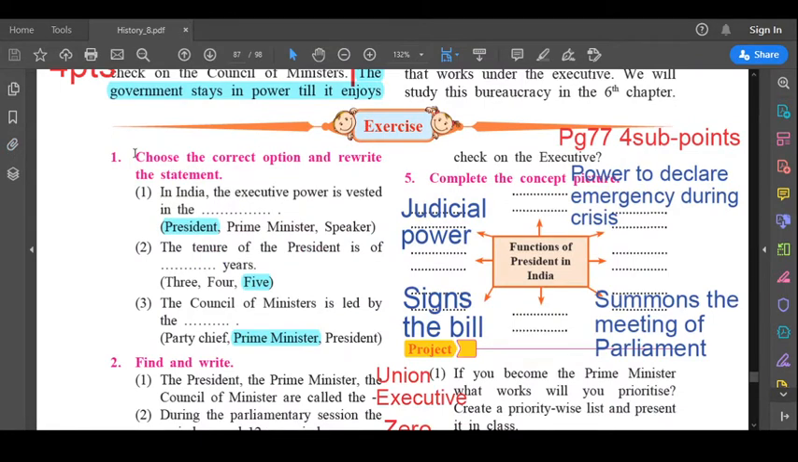Question number 1. Choose the correct option and rewrite the statement. The first one, in India, the executive power is vested in the dash. The answer is president. Second one, the tenure of the president is of dash years. The answer is 5 years. Third, the Council of Ministers is led by the dash. The answer is Prime Minister.